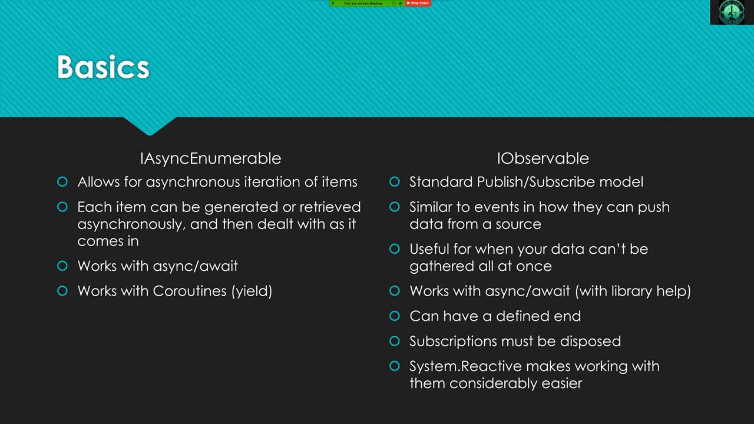It's useful for when data could just be volunteered at any point in time and you can be doing other things in the meantime. It's useful for when you just want to have something to notify you of something like an event, but you don't want to be tied to something. Again, these can work with async and await. That requires help from a library. The one we're going to be using here is System.Reactive, but that library will give you an idea of where or what can be done with observables.